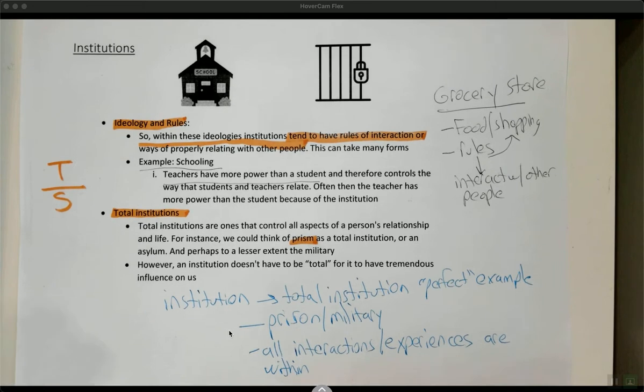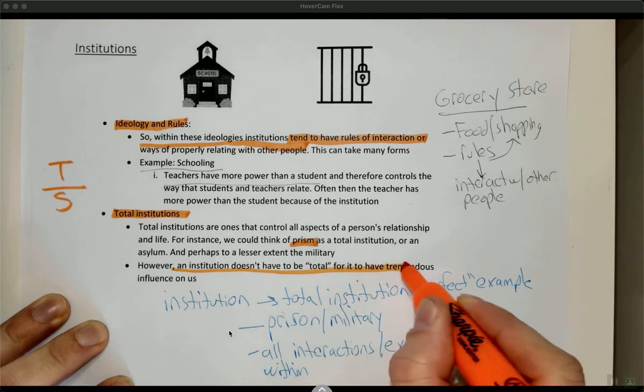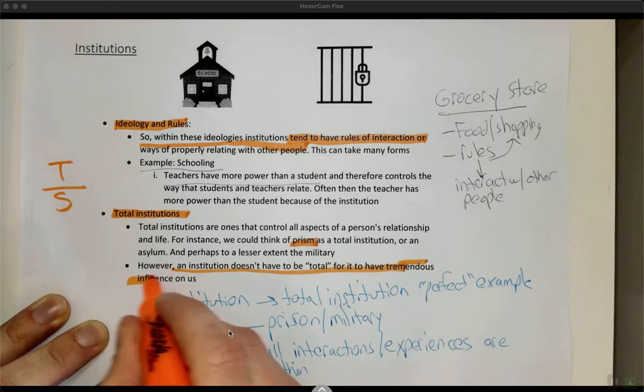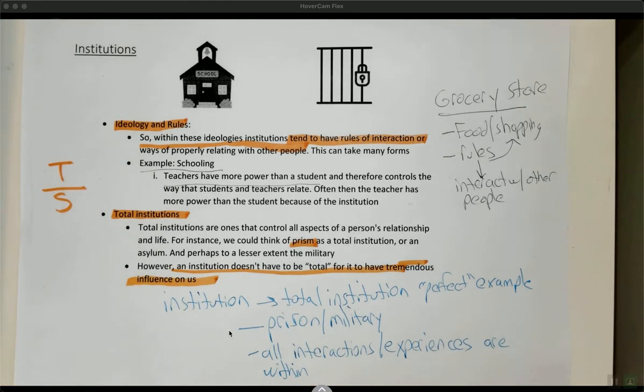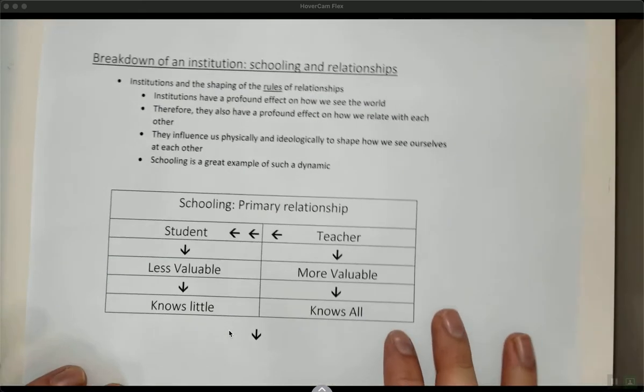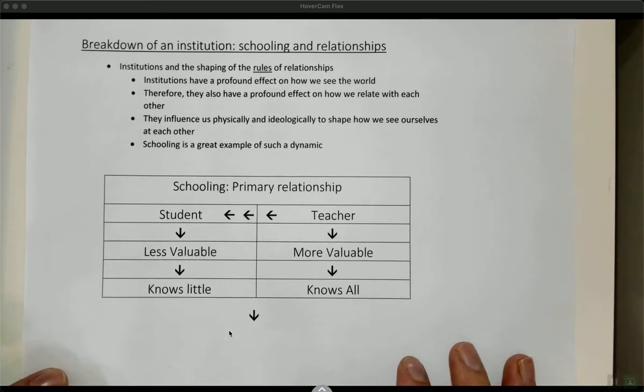So this is a perfect example of an institution, because if you think about a prison and how that might shape how you relate with people, prisoners with a guard, prisoners with other prisoners, every aspect of it is going to be controlled. I want to emphasize, though, that an institution doesn't have to be total to have tremendous influence on us. Our other examples of schooling or work, for example, also have tremendous influence, but they don't necessarily have to be total institutions. Okay, so let's take a closer look then at a schooling institution. Let's break this down a little bit further.